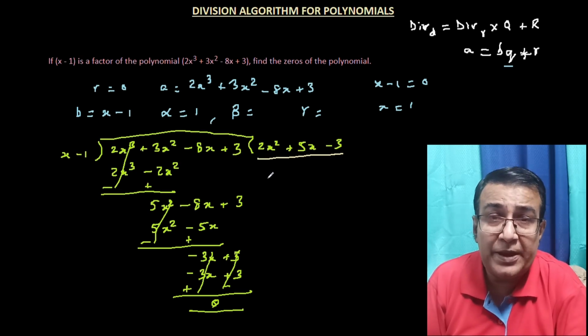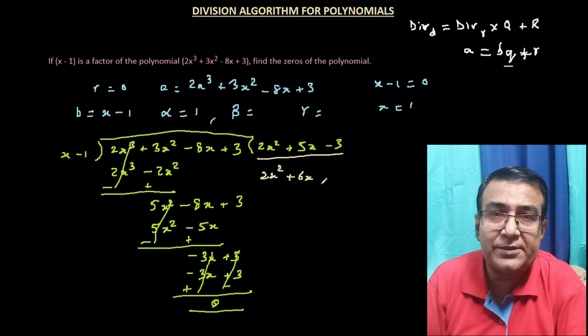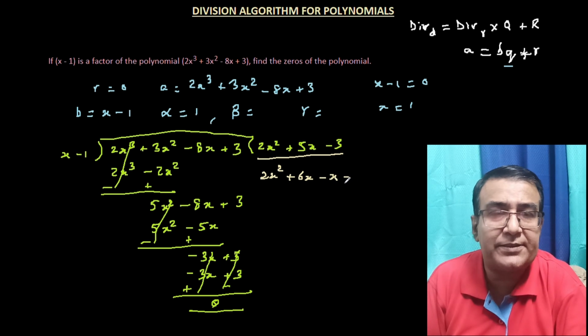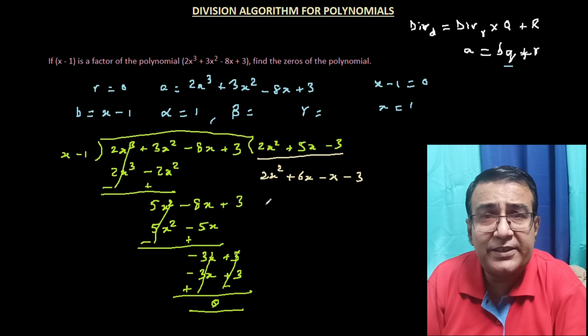So obviously factorizing it is pretty simple, and if you don't know how to factorize, there's another video linked right up here. Click on that video to watch how to easily factorize quadratic equations. Well, so it's pretty clear what the factor pair is going to be. So we can write 2x square plus 6x minus x, because plus 6x minus x makes plus 5x, and minus 3.